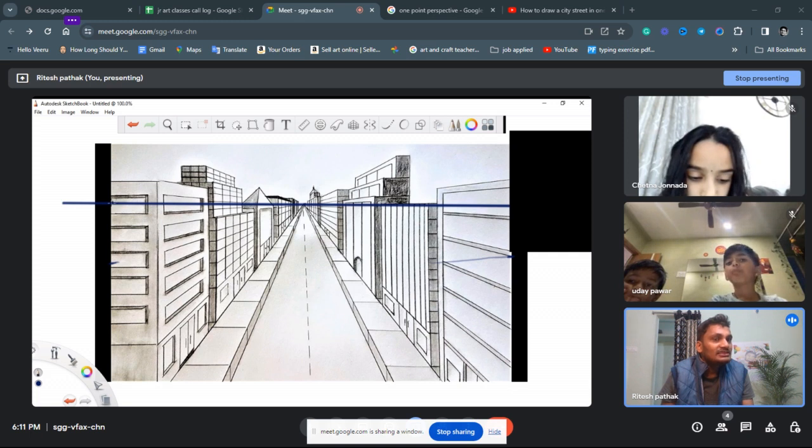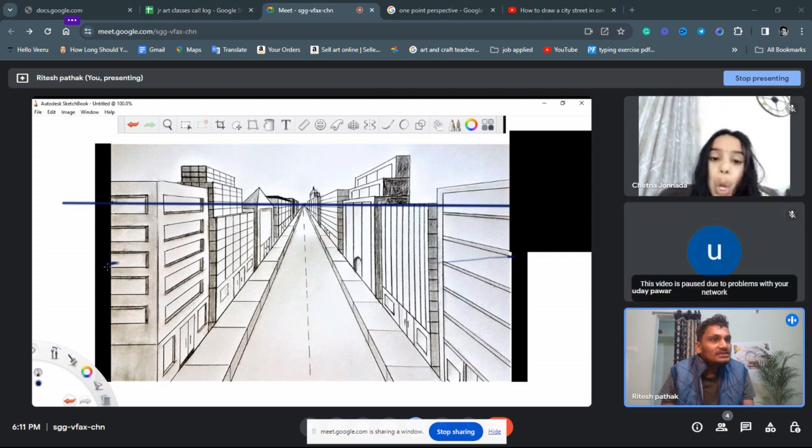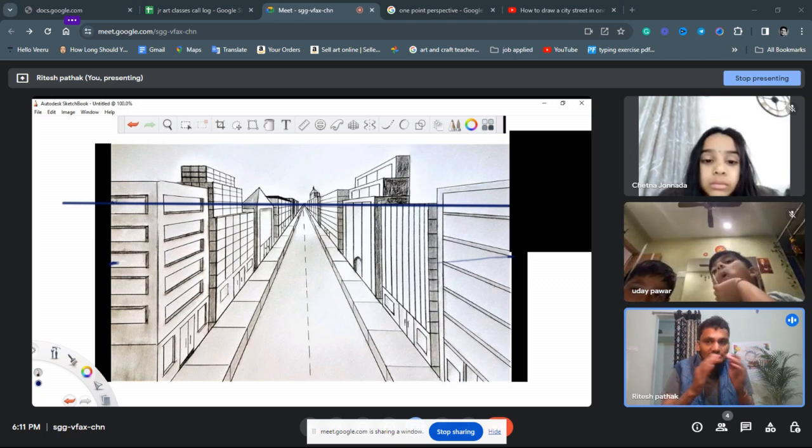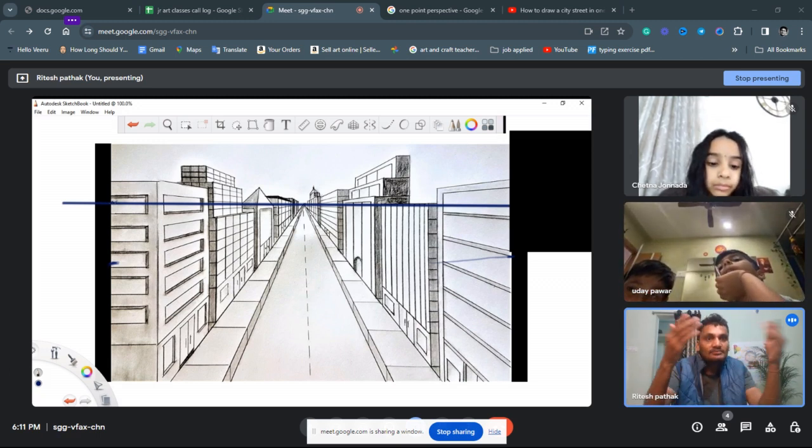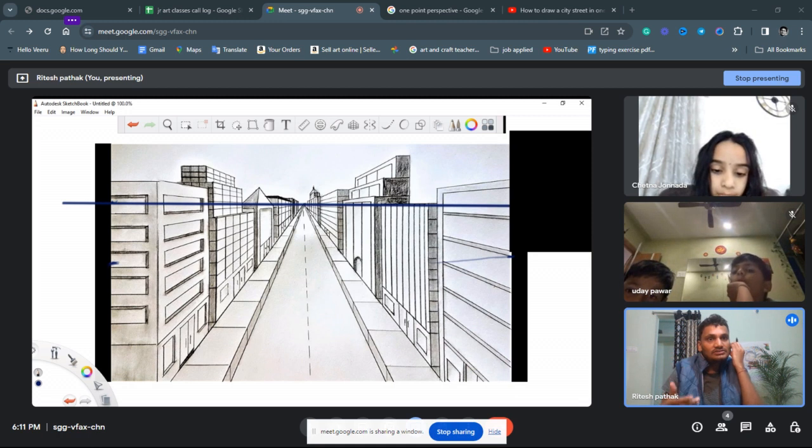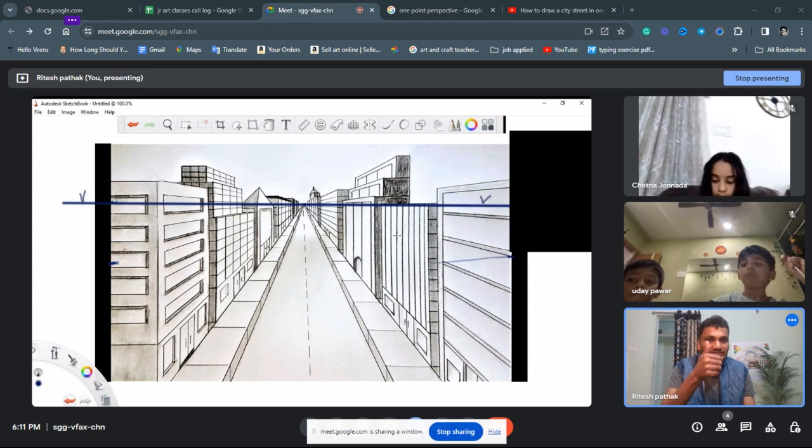It is coming here. Chetna, see here on the screen what I am teaching. This is not coming here, Chetna. It is coming this much, right? So you also need to divide half, then half of half, right? So you'll get 1/4, and there you need to draw the vanishing line. This is called vanishing line. Uday, understanding? This is called vanishing line. And this one. Very good.